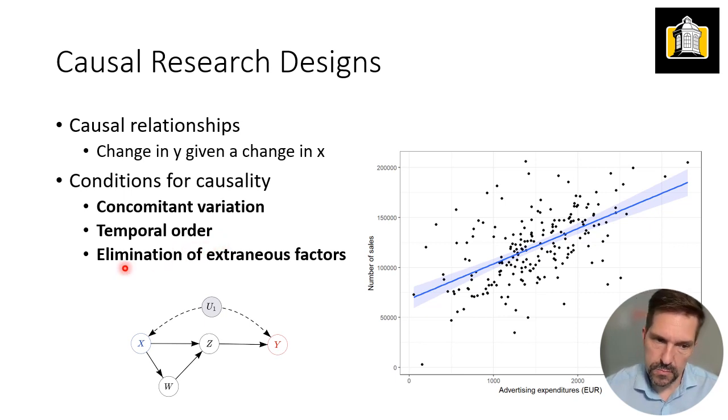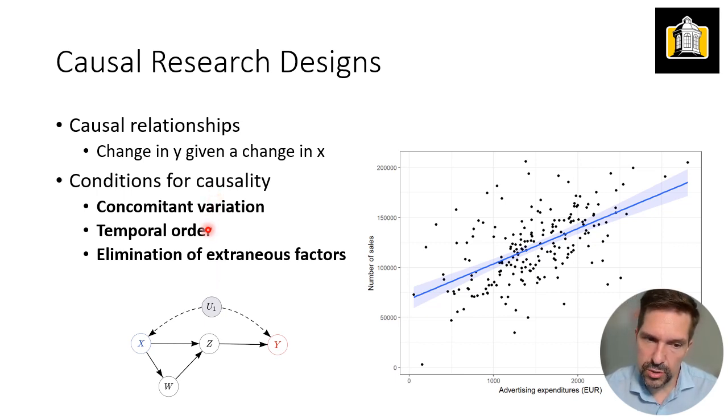And then finally, and this is the most difficult condition to fulfill, you need to eliminate any other alternative explanations. So anything else that could have made your sales higher needs to be eliminated before I can say that it's advertising budget, the one that is determining my sales, right?